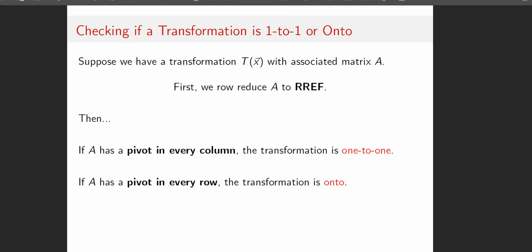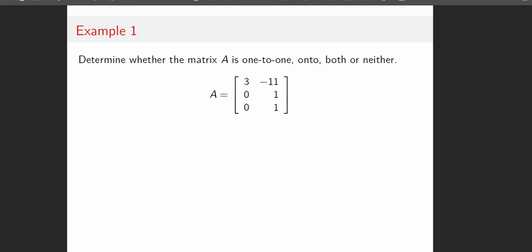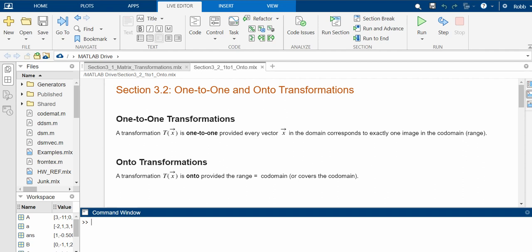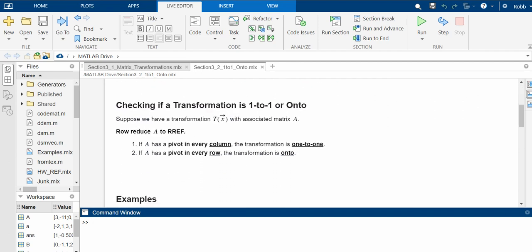So this is a fairly straightforward task, right? Just row reduce the matrix and see where the pivots are. Pivots in every column, one-to-one. Pivot in every row, the transformation is onto. And then it turns out that we have 4 examples. If you look in the online notes, you'll see that we have these 4.